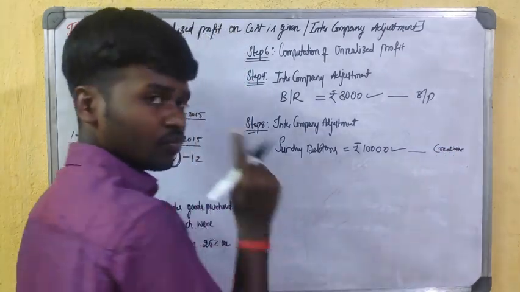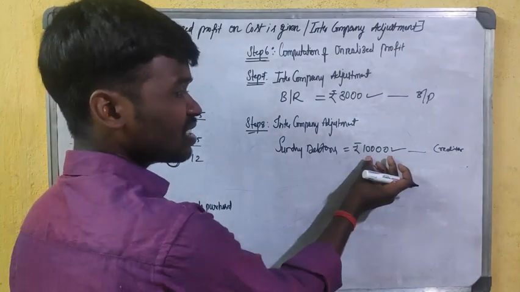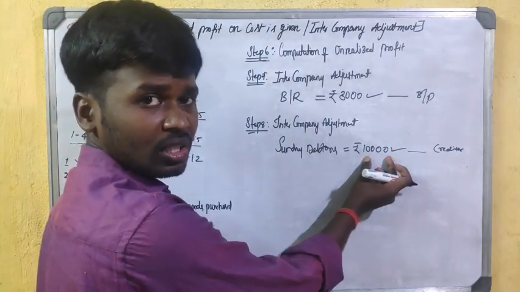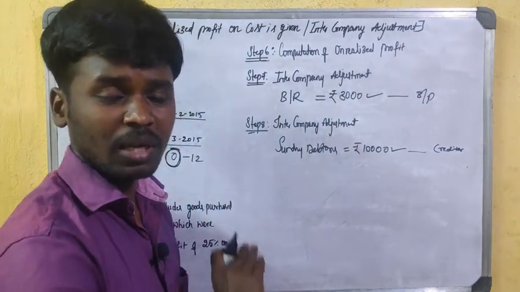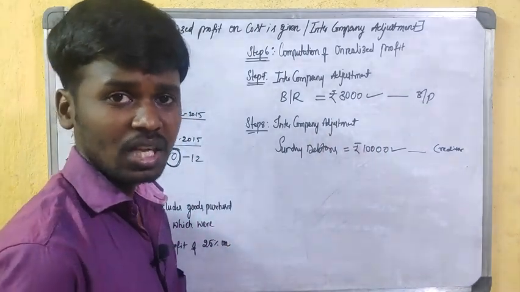Therefore we have to deduct this 10,000 amount from both the sundry debtors and sundry creditors by adding both the company values.